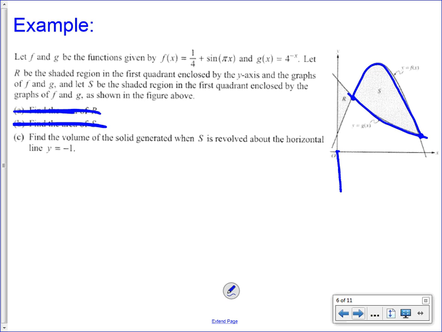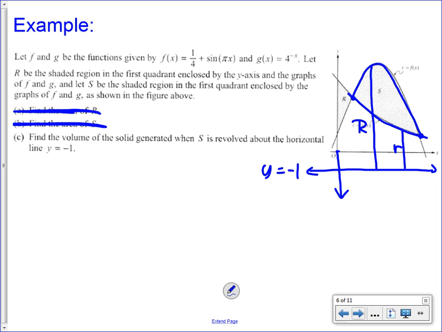We're going to revolve this around the line y equals -1. That is the axis of revolution. You can definitely see there's a gap between the region that we're rotating and the axis of revolution. So this tells me that we have to use the washer method. To find your big R, you're going to connect each function to your axis of revolution. The longer segment is big R, the smaller segment is little r.